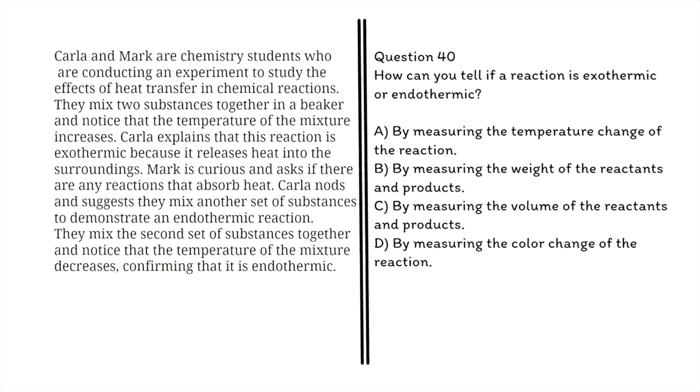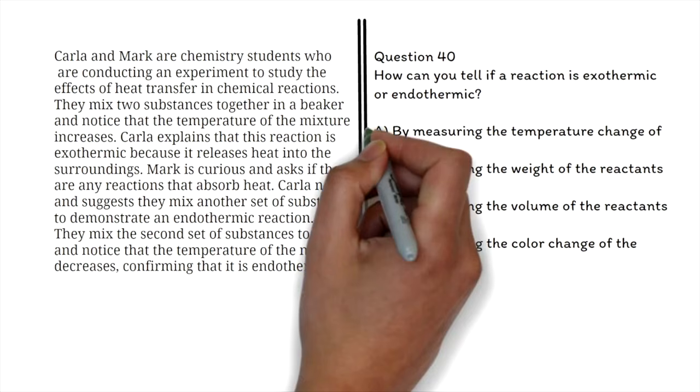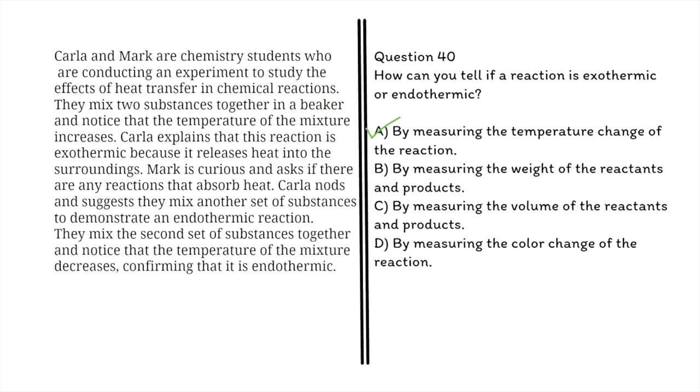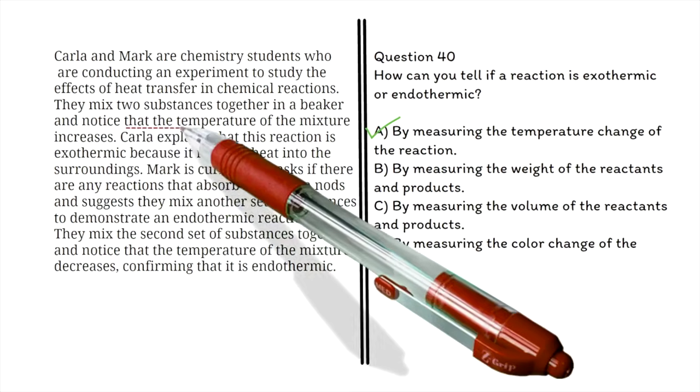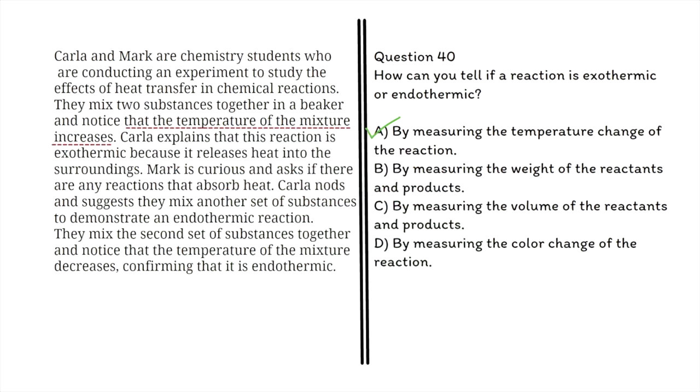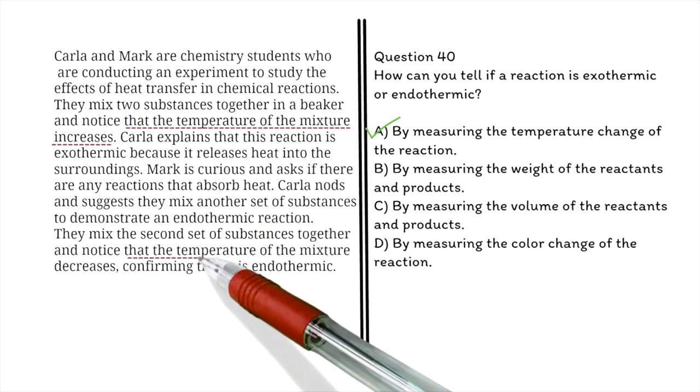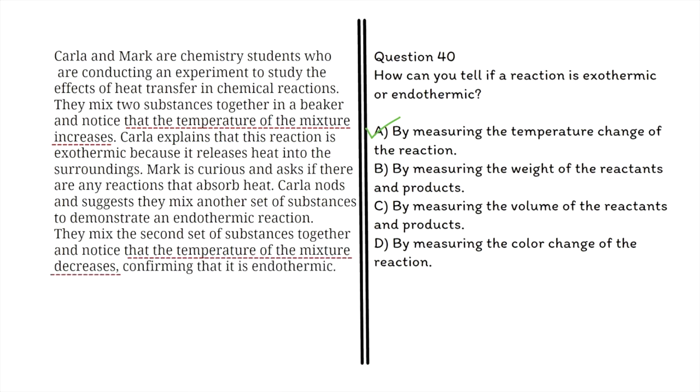A. By measuring the temperature change of the reaction. B. By measuring the weight of the reactants and products. C. By measuring the volume of the reactants and products. D. By measuring the color change of the reaction. The correct answer is A. By measuring the temperature change of the reaction. In the passage, Carla and Mark were able to determine whether a reaction was exothermic or endothermic by observing the temperature change of the mixture.